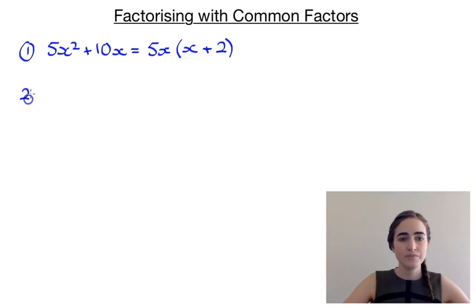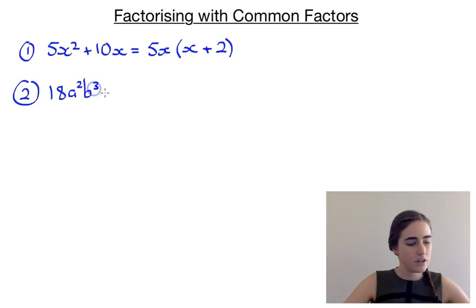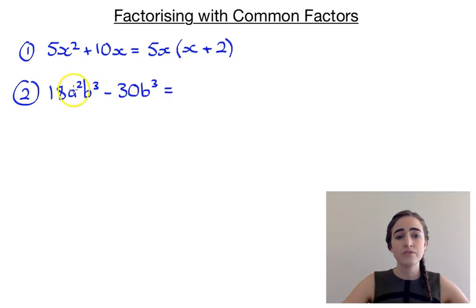A second example, we have 18a squared b cubed minus 30b cubed. Okay, so again, let's look at the numbers first. If we've got 18 and 30, the highest common factor there is 6.